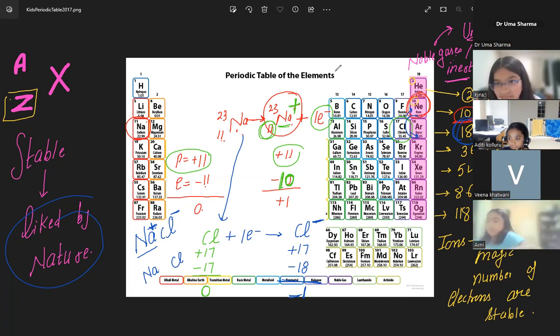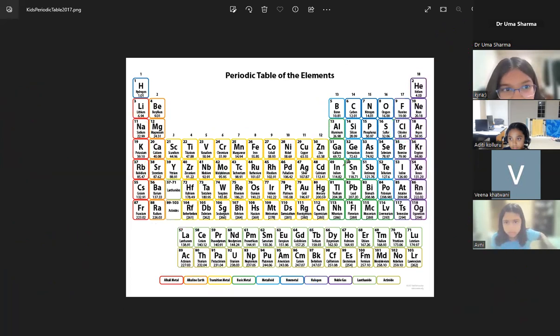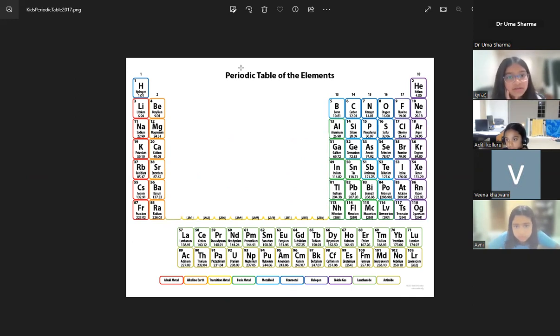Now let's talk about the other one, which is strontium. What do you think strontium can do? It can go to 36 because it's closer. Go to krypton. Krypton, yes.